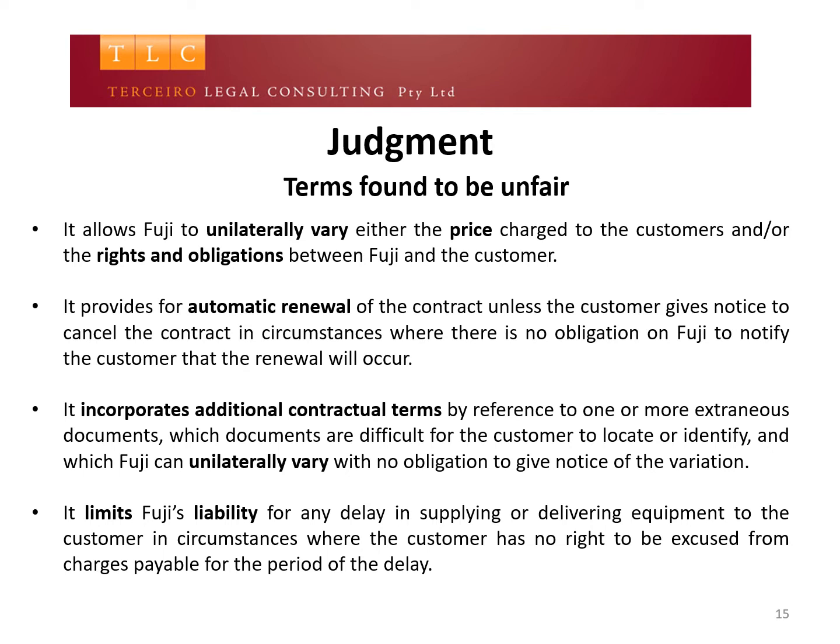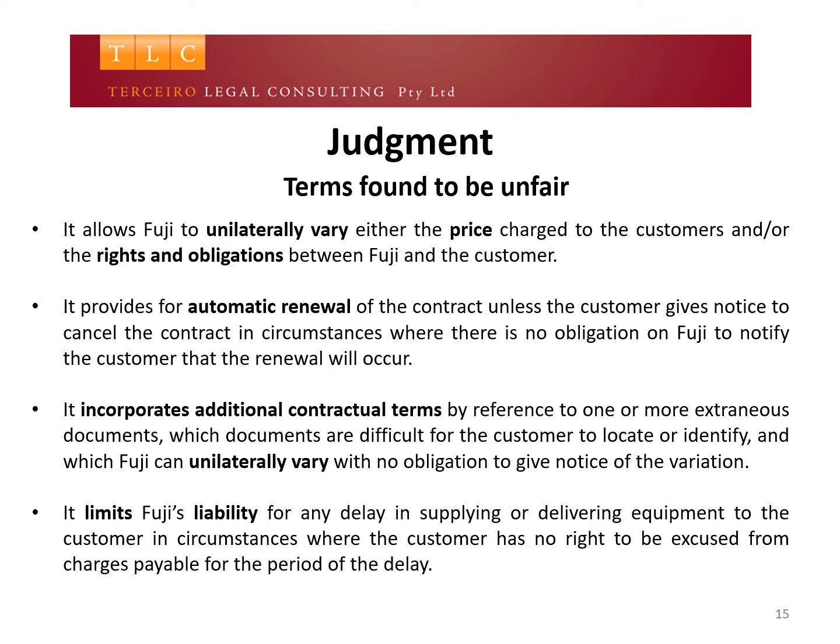The first was a term which allowed Fuji to unilaterally vary either the price or the rights and obligations under the contract. So that does sound pretty unfair. Any clause which gives one party the right to unilaterally vary any aspects of the contract is very likely to be found to be unfair. The second was an automatic renewal clause, which basically required the customer to provide quite a lot of notice of their intention not to renew the contract, and failing providing that notice, the contract would be automatically renewed. But there was no obligation on Fuji to notify the customer when the renewal was due.